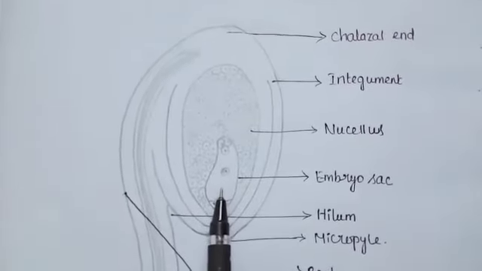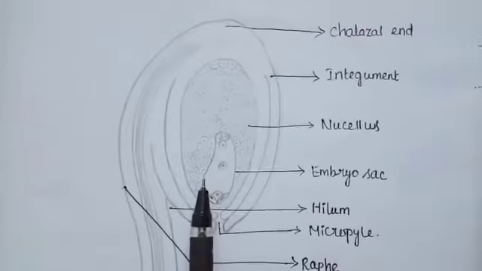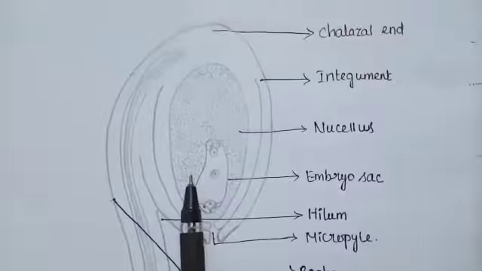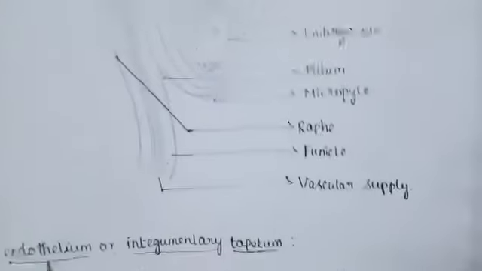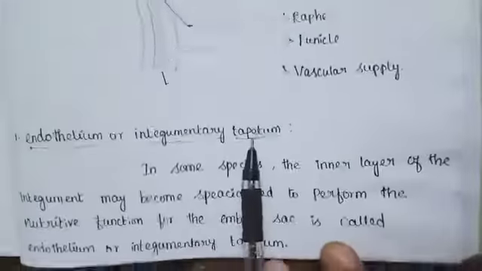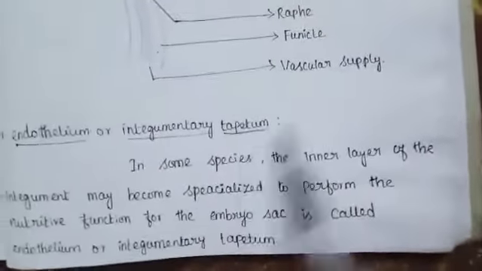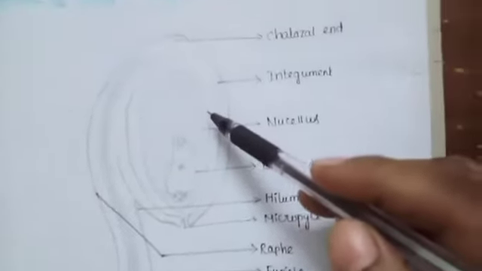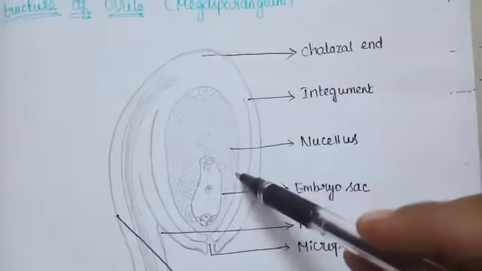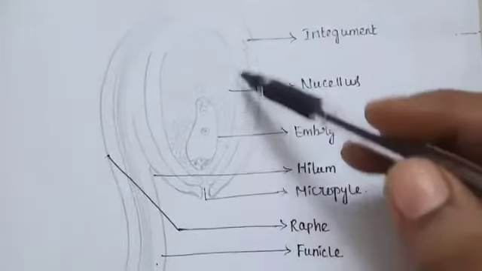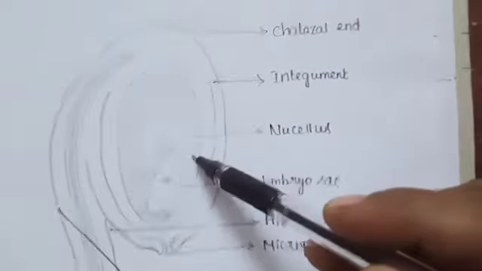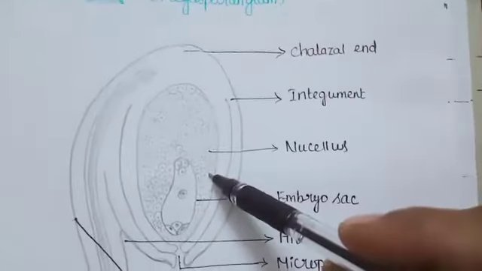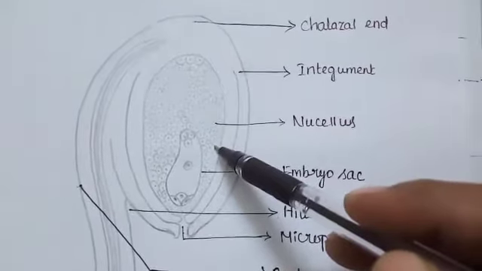It develops from the functional megaspore formed within the nucellus. Next, what is endothelium or integumentary tapetum? In some species, the inner layer of the integument may become specialized to perform a nutritive function for the embryo sac, and is called endothelium or integumentary tapetum. So this integumentary layer gives food to the embryo sac. This is called endothelium or integumentary tapetum.